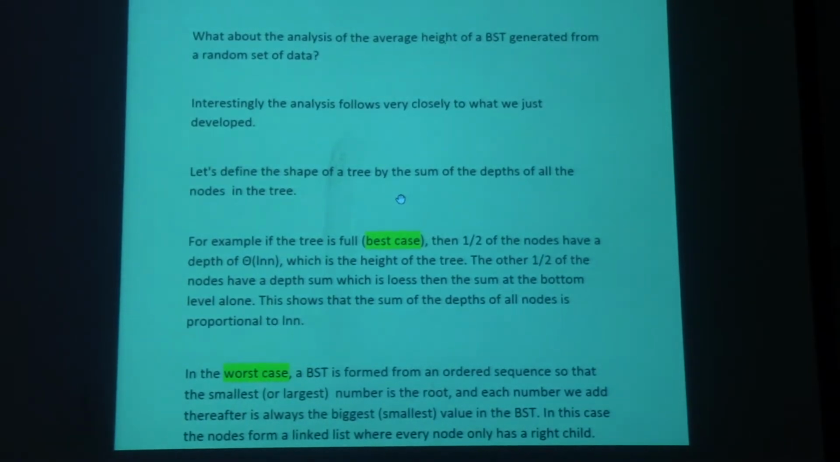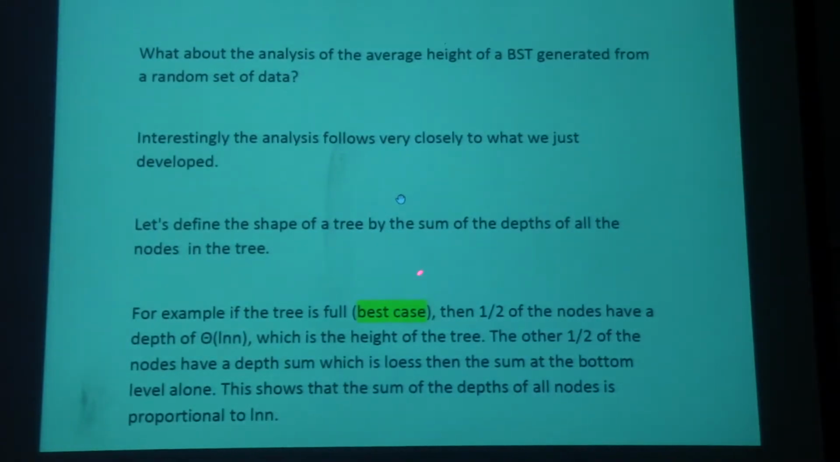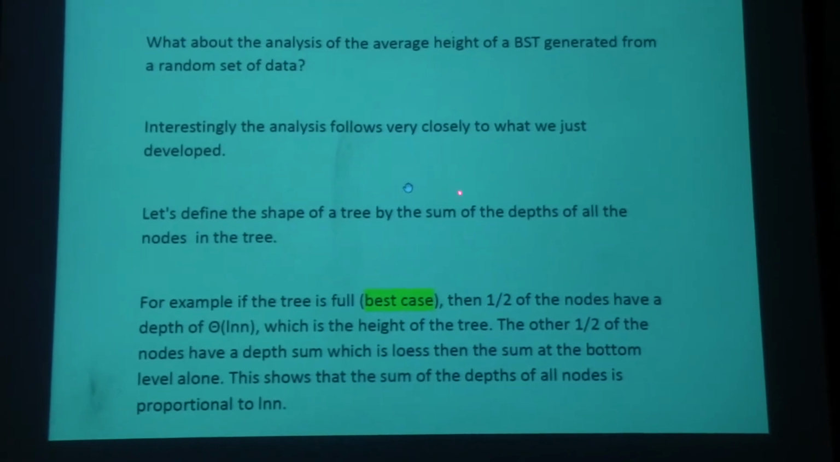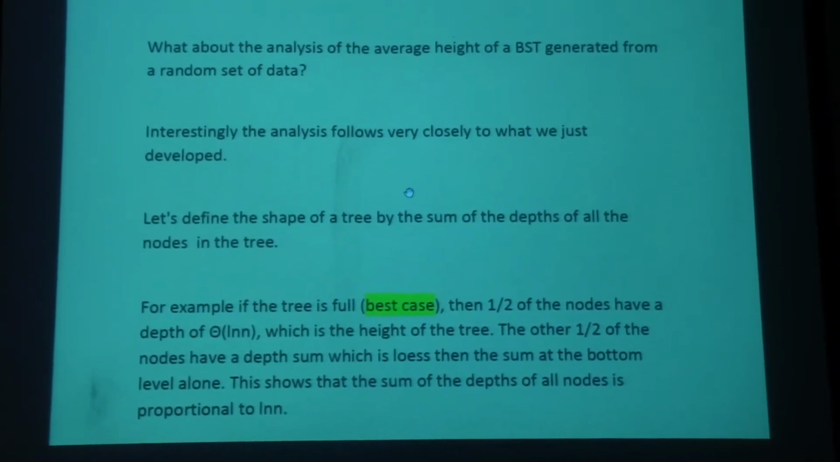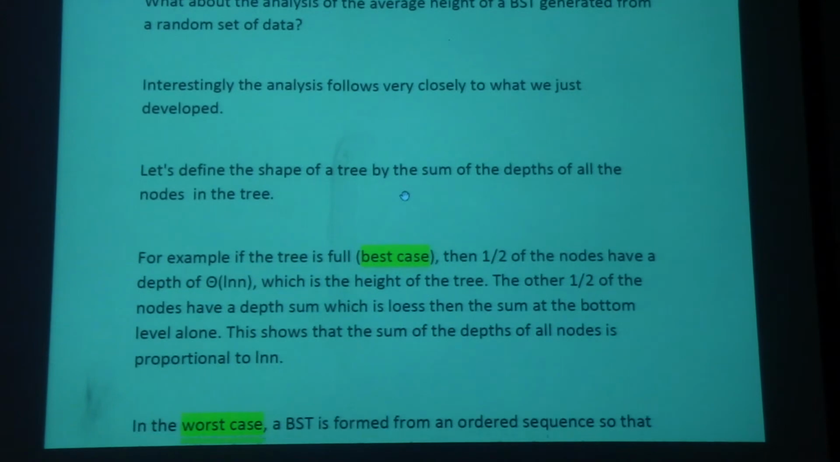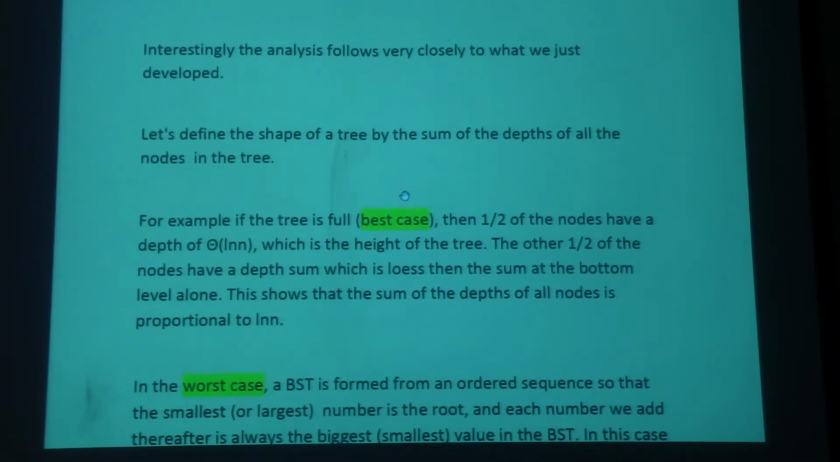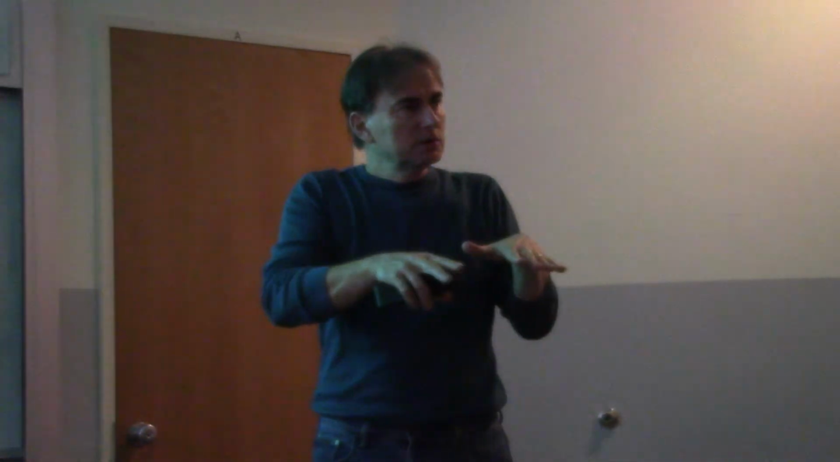We're going to define the shape of the tree by counting the average depths of the tree. Sum of the depths of all the nodes in the tree. Now we know that if the tree is full, then the bottom level is log n, and it's n over 2 times log n. N over 2 is theta n, so it's n log n is what we're expecting.